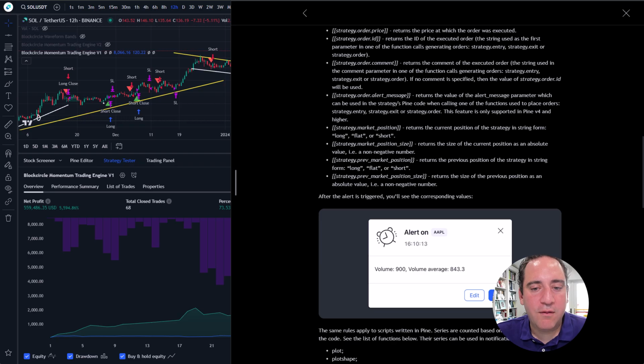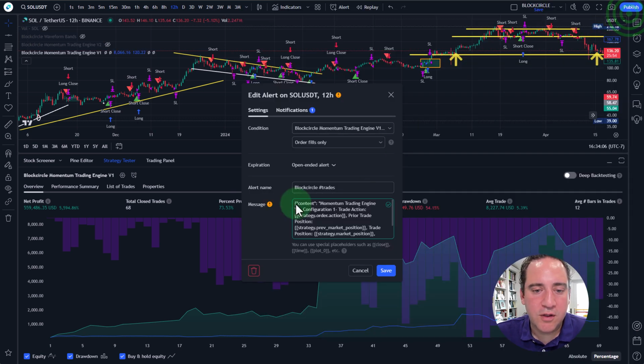But on TradingView, it shows up like I was just showing you, which is here. So this is the variable name. This is the text. Then it's the same thing. It's like variable name, text, variable name, text. So that's how you set up the alert.